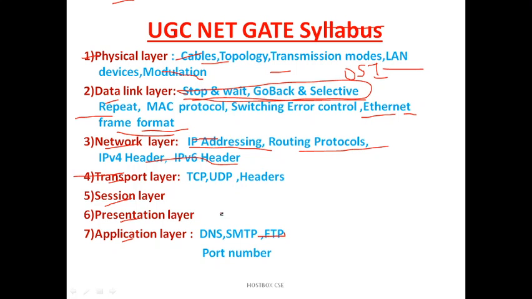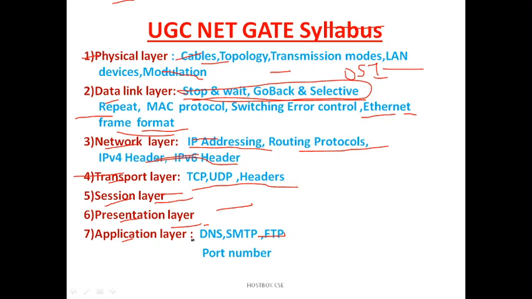Then the transport layer. In the transport layer, we are going to discuss TCP, the Transmission Control Protocol, and UDP, the User Datagram Protocol, and their headers one by one. What is the size, and how does it help in network activities and so on. Then the session layer and presentation layer we will see very briefly because they are not so important. At last we have the application layer.